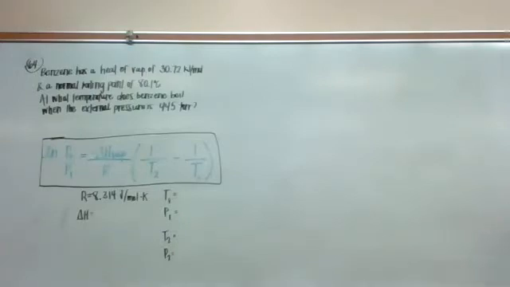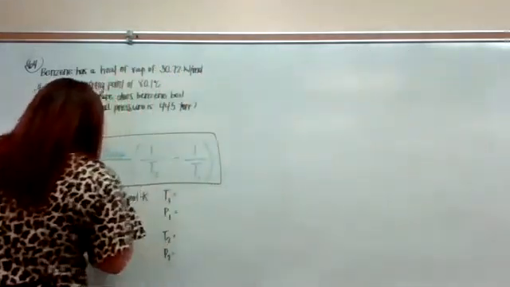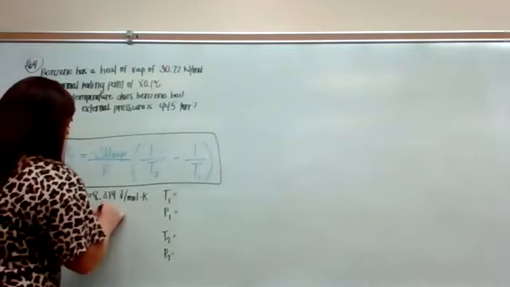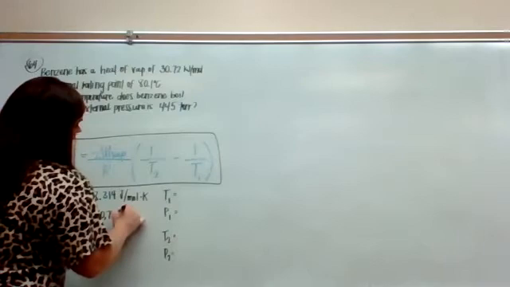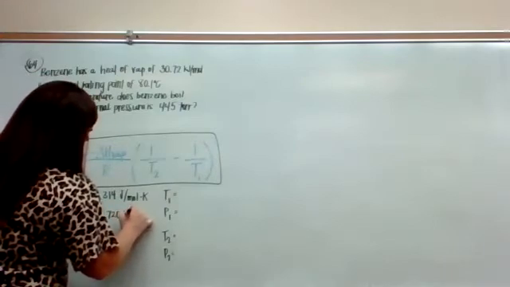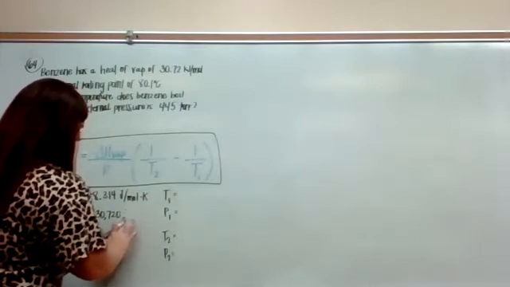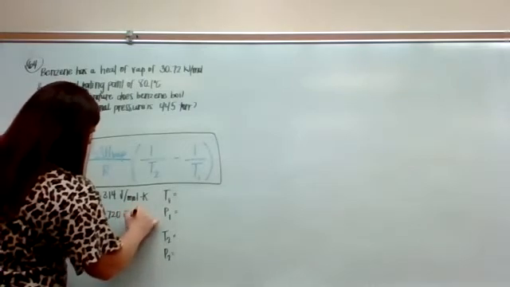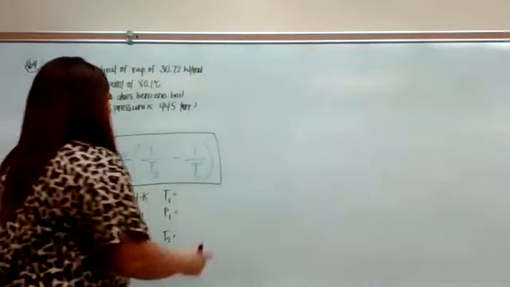Right, so again, we're given our heat of vaporization. Let's go ahead and convert that to joules. So move your decimal, make it a column. There's that. And then I have a normal boiling point of 80.1, so we'll do that as T1.